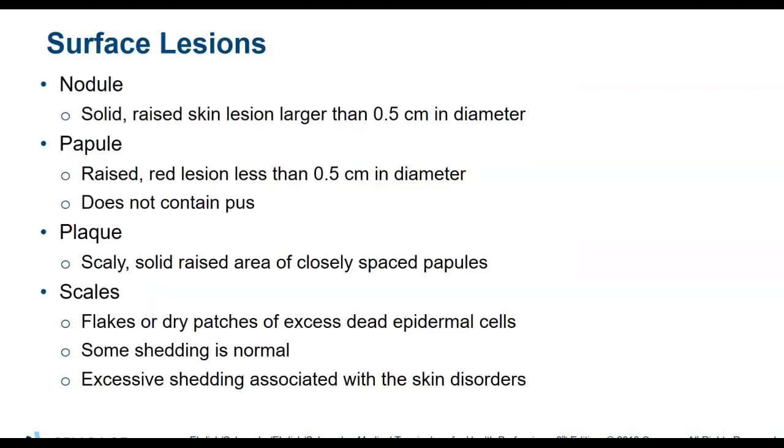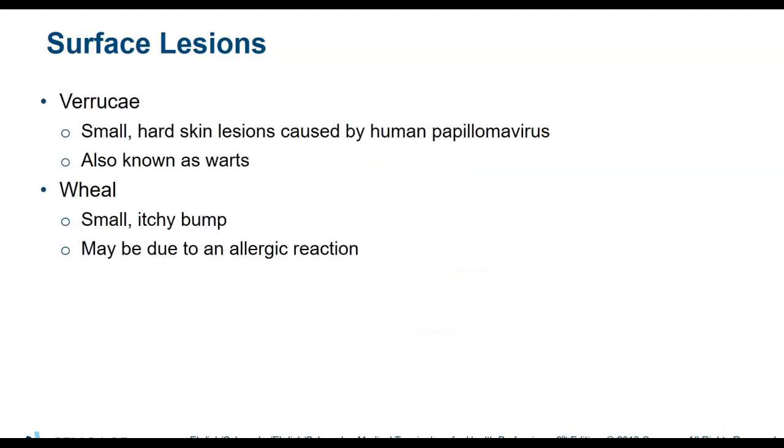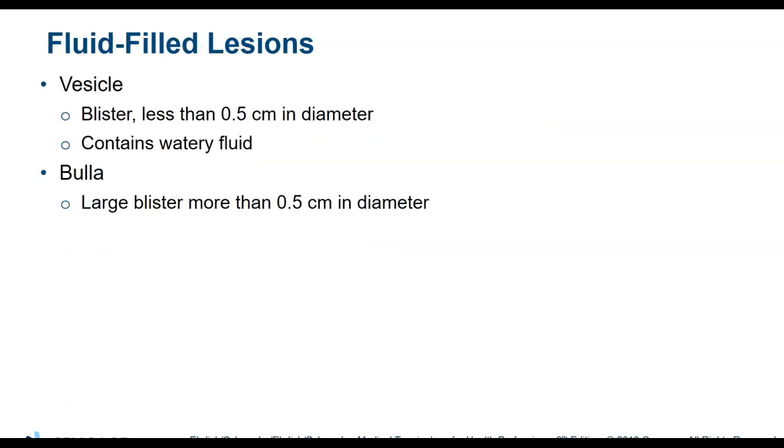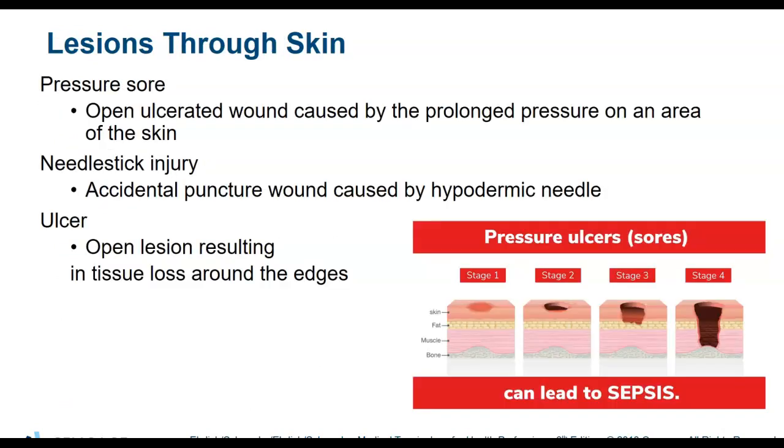So here are the actual explanations. They are in your book. I'm not going to go through those again because we've talked about them. Now, as we talk about lesions through the skin, we're talking about a pressure sore. And so when we have a pressure ulcer, it is when we have prolonged pressure over a bony process.